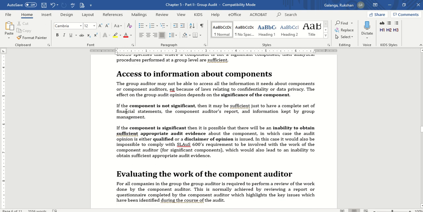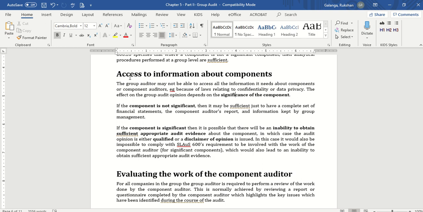Right. And assess the information about components. That means the group auditor may not be able to access all the information it needs about the components or the component auditors. For example, because of laws relating to confidentiality or data privacy, sometimes I may not be able to get all the information of the components. The effect on the group audit opinion depends on the significance of the component.